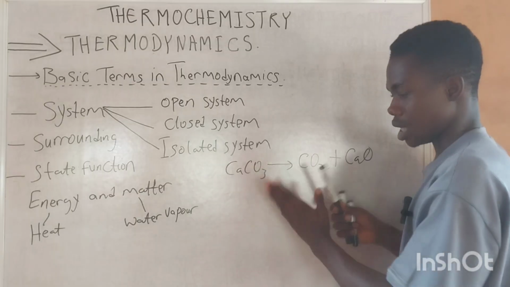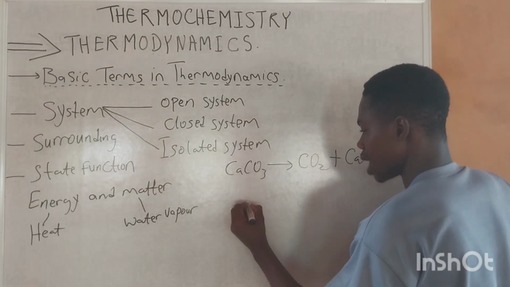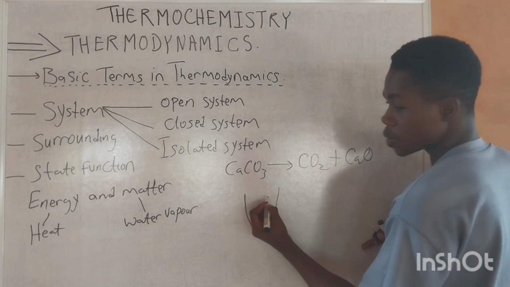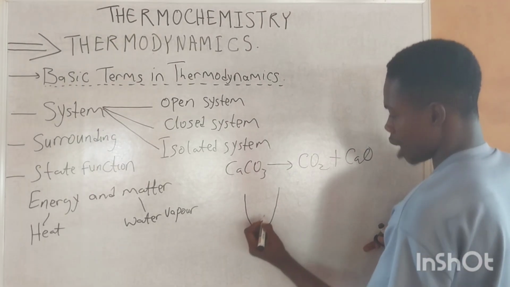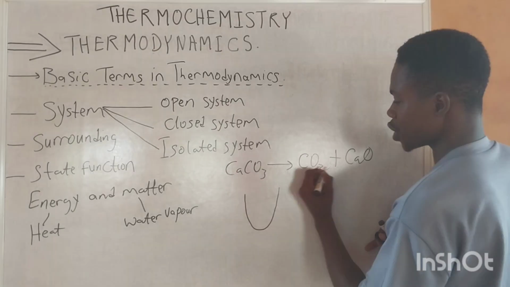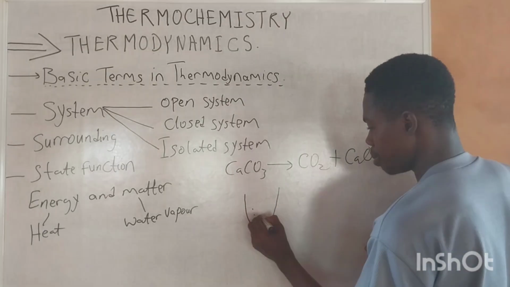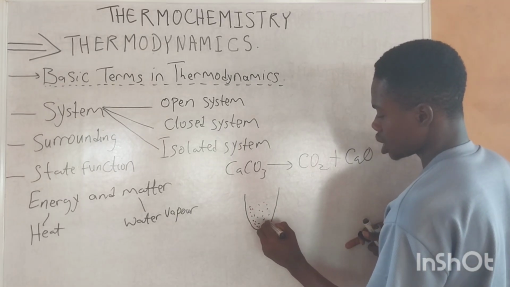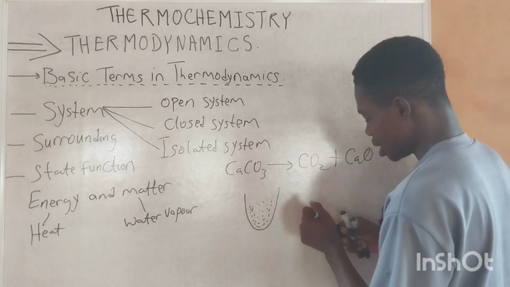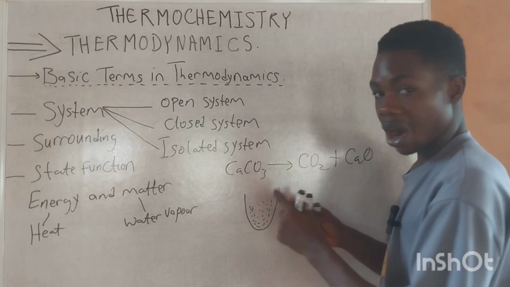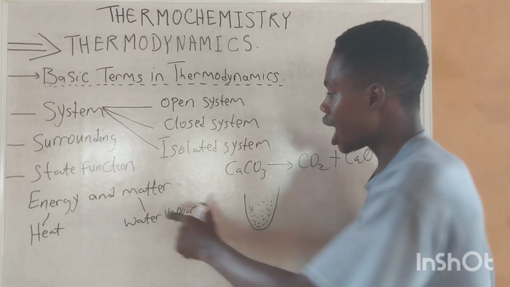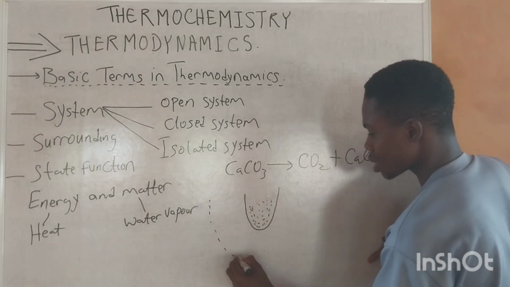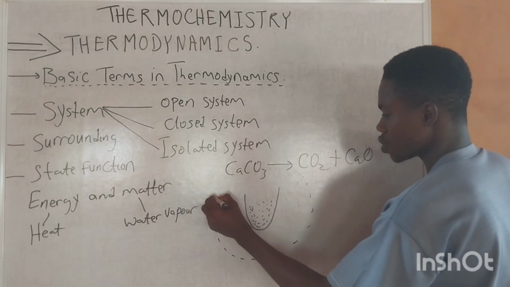Now I'm explaining the open system, and I'll be illustrating it with a small diagram. Let's say for example that this is the system, for the open system, and this reaction is taking place in the system. Now in an open system, earlier on I said that energy and matter are being exchanged to the surrounding. So this is the surrounding around the system.